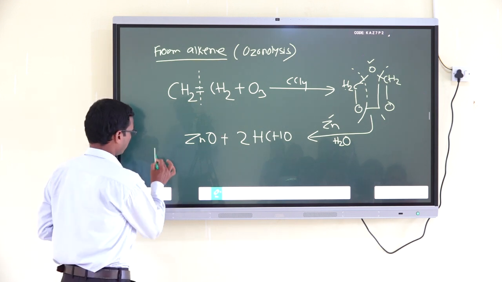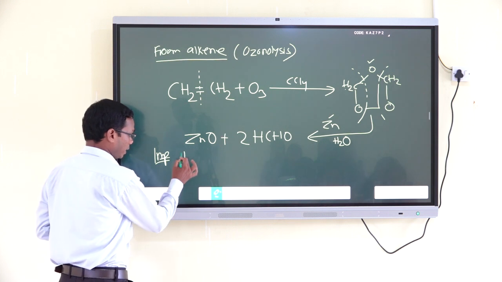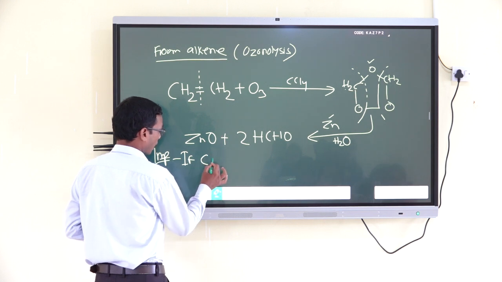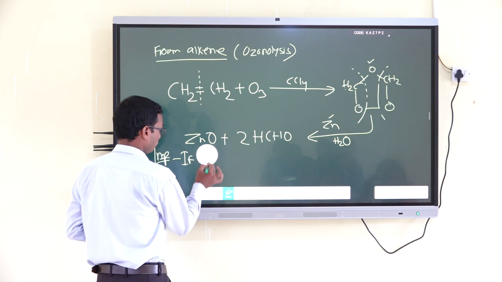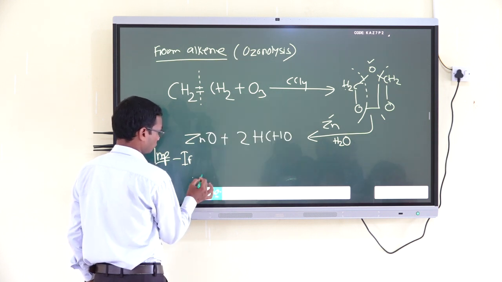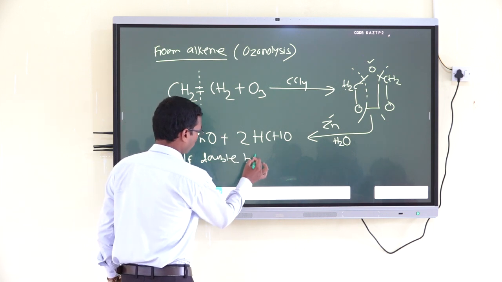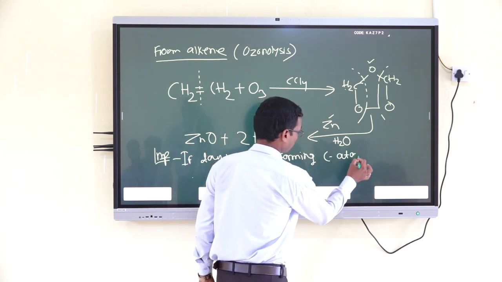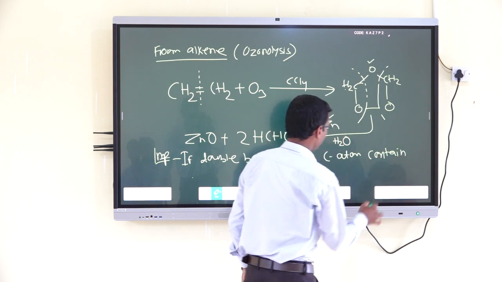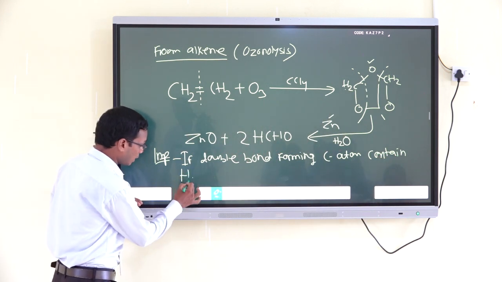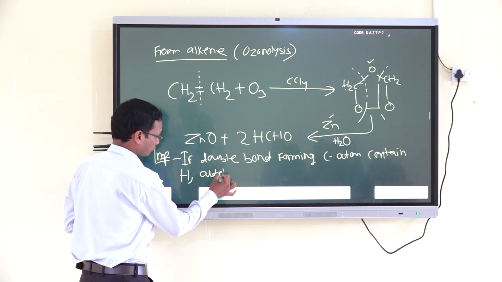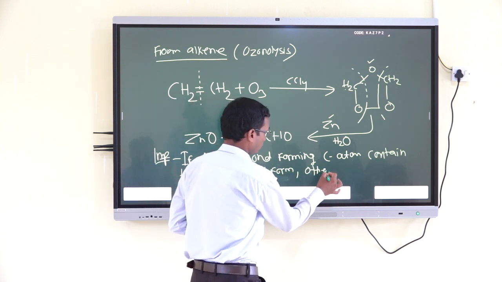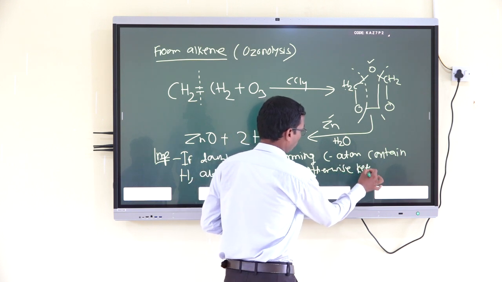The important concept is, if the double bond forming carbon atom contains hydrogen, aldehyde will form, otherwise ketone will form.